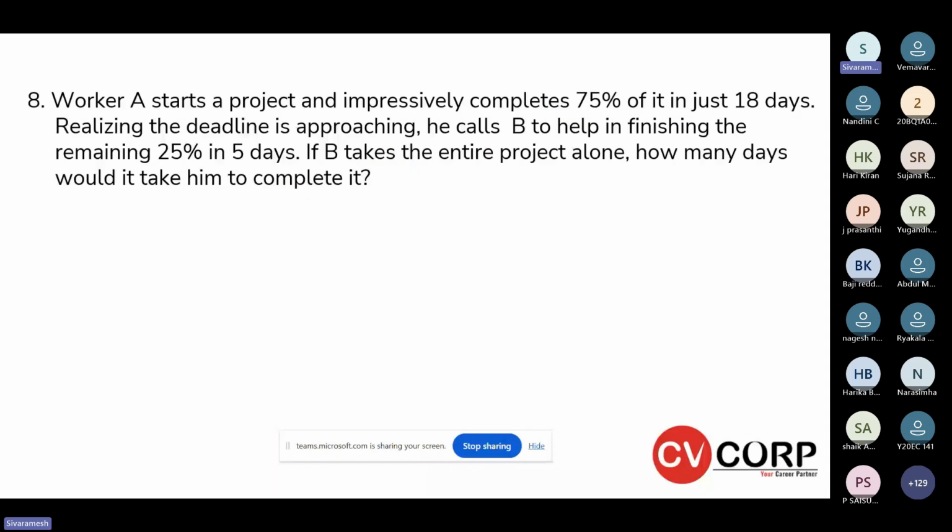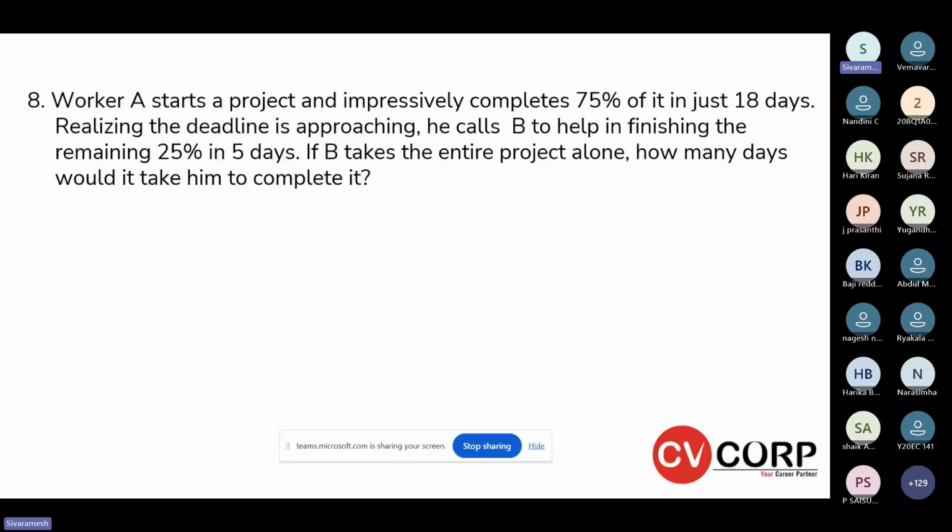This question is from time and work. I'm not sure how many of you have solved this question in the exam. Majority of the people, from what I observed, marked the wrong answer for this. Let's read out the question. Worker A starts a project and impressively completes 75% of it in just 18 days. Realizing the deadline is approaching, he calls B to help in finishing the remaining 25% of the work in 5 days. If B takes the entire project alone, how many days would it take him to complete it?